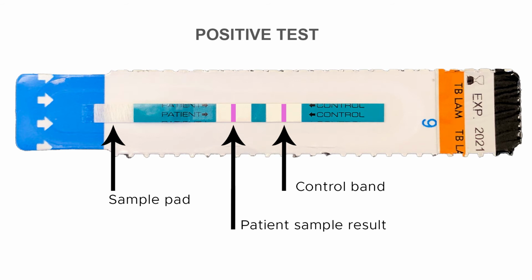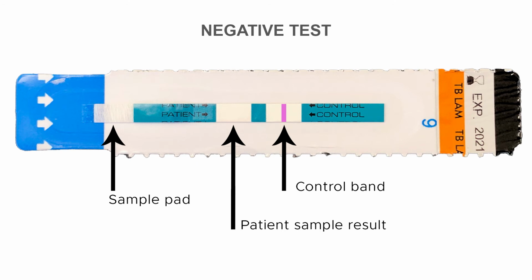The test result is positive even if the patient bar appears lighter or darker than the control bar. This means that so long as there is a control line present, it is a valid test even if the control line is lighter than the patient line. There is no correlation between the control line and patient line.